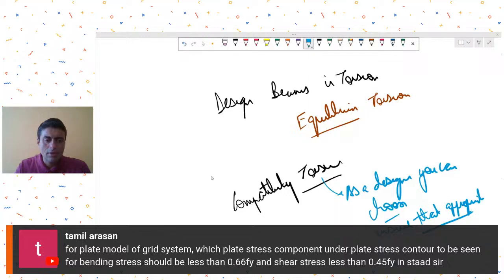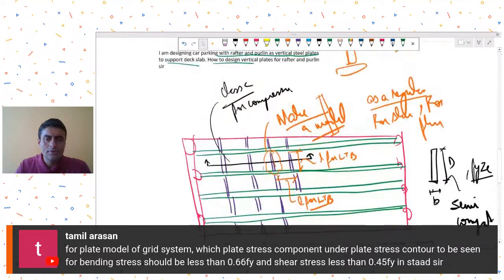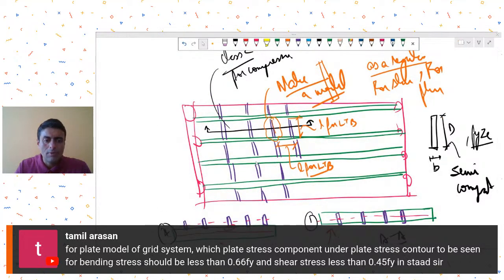For plate model of grid, I'll just take this first. He's saying, for plate model of grid system, which stress component under plate stress contour is to be seen? For bending stress, it should be less than 0.66 Fy, and shear stress less than 0.45 Fy in STAAD. Okay, so you have made a plate model out of it.